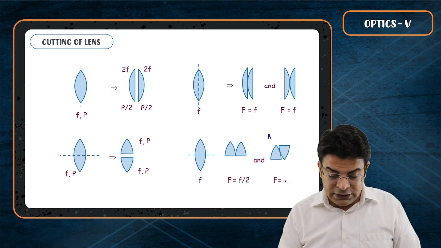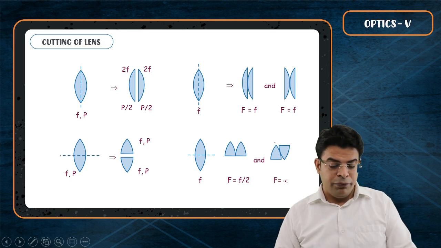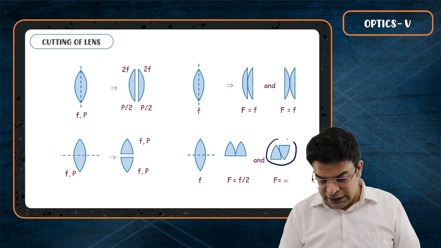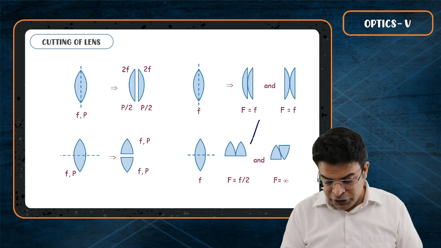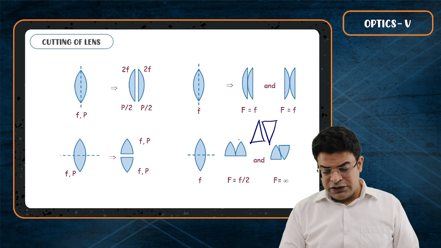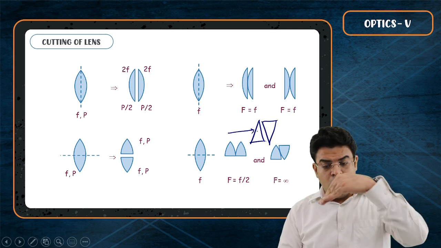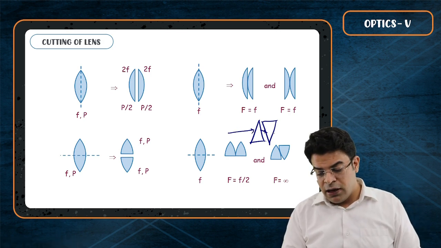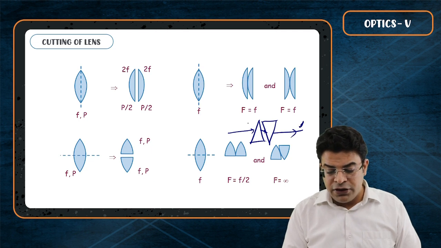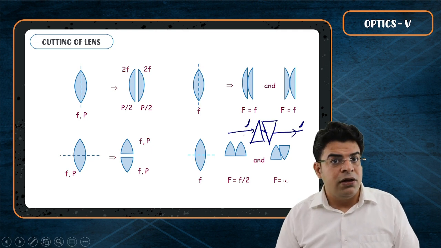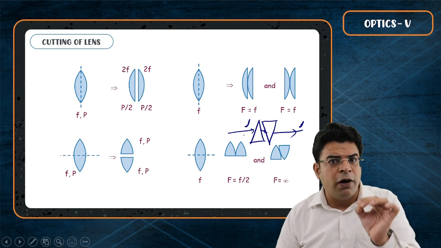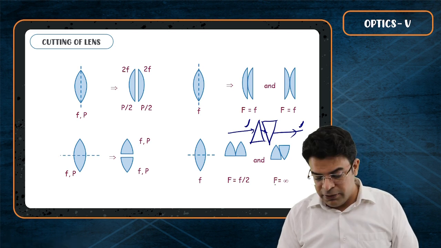So this case is a crucial case, keep it in mind. You can approximate this case to two identical prisms. Rays like this. So the first one bends the ray downward, the second one bends it upwards, and the final emergent ray is parallel to the incident ray. That's why their effective power becomes 0 and effective focal length becomes infinite.